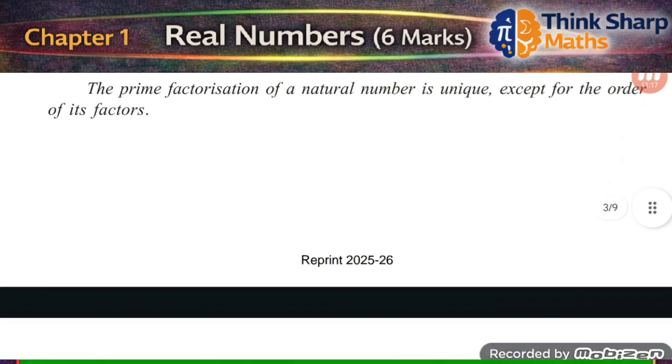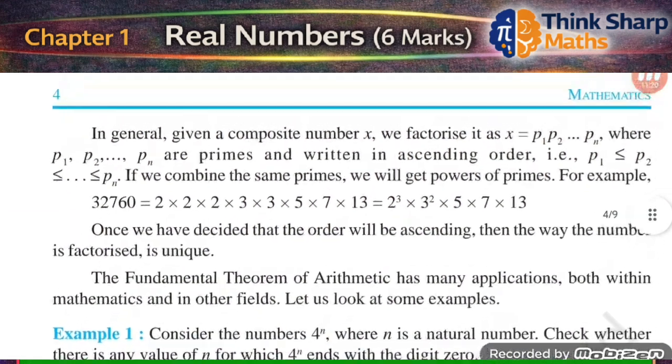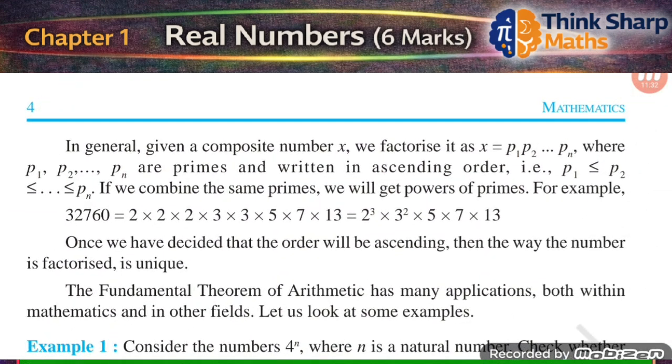Okay, like this we can also write. Now for order also we will do the solution in this part. See how beautifully we will solve that problem here. In general, given a composite number x, any composite number, we factorize it as x equals p1, p2, p3, like just now which we did for 32,760. We have written it in the form of 2 into 2 into 2 into 3 into 3 into 5 into 7 into 13, right? So different prime numbers are denoted here as p1, p2, like that, where p1, p2, p3 are primes and written in ascending order.